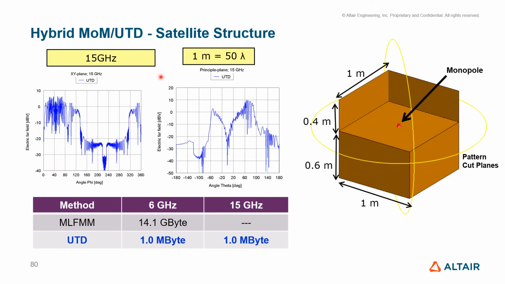Now the same structure going to 15 gigahertz, 1 meter becomes 50 wavelengths. We could compute that with UTD without any problem. But of course, MLFMM could have taken much more memory than what UTD would take. If you look at the computational cost at 6 gigahertz, from the previous slide, it was 14 gigabytes of memory for MLFMM. Of course, we didn't do calculations at 15. UTD will take the same memory at 6 or at 15. You can see that memory is like a megabyte, nothing in terms of memory quantity wise.